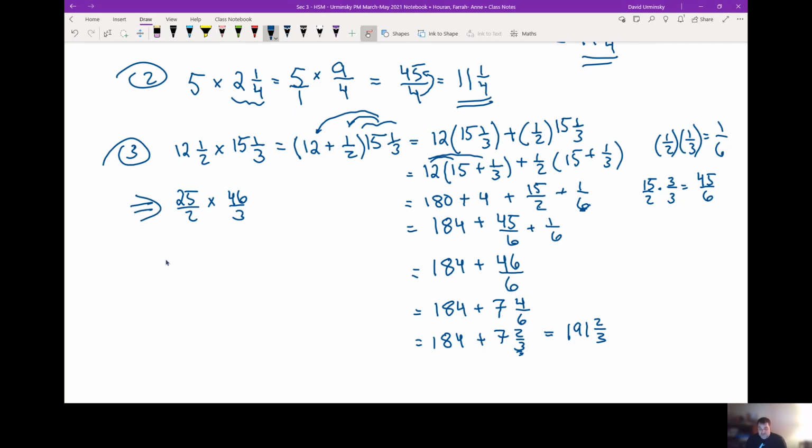So if we do this, 25 times 46. Not something I know off the top of my head, but let's just do it. I'm just doing it on a piece of paper right now. Hopefully I'm doing it right. Carry the 1, 9, 0, 5. So it's 1,150. 1,150 over 6. So now it comes down to simplifying this.